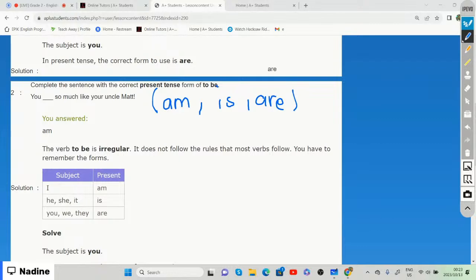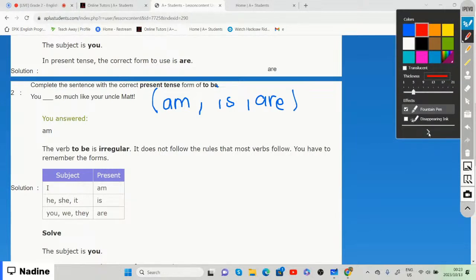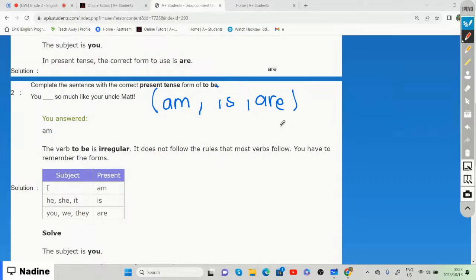All right, so we basically say you are. So if we choose the correct present tense form of to be, then we're going to say you are so much like your Uncle Matt. So are is our correct form. We don't say you am. We don't say you is. You are, so much like your uncle Matt.